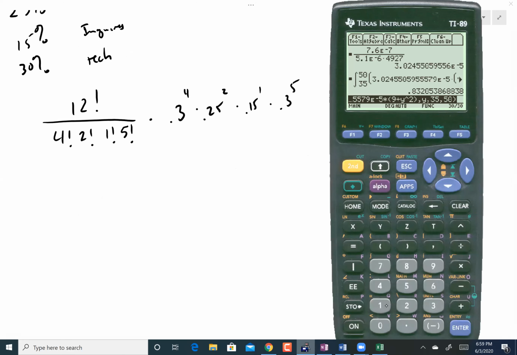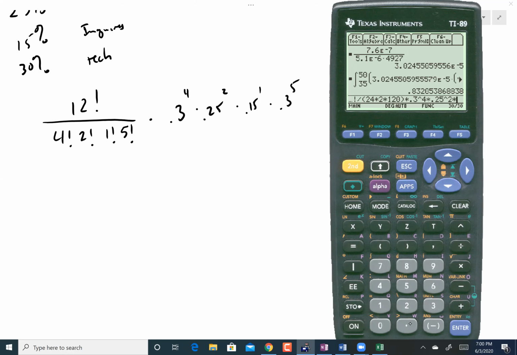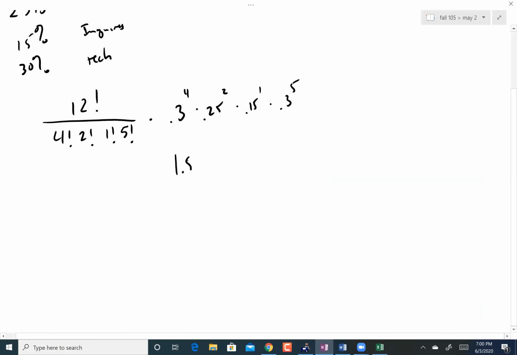I don't know what's easier. I guess this is not too bad. 12 factorial divided by 24 times 2 times 120 times 0.3 to the 4th times 0.25 to the 2nd times 0.15 times 0.3 to the 5th is 0.015. So 1.5% chance of this happening.